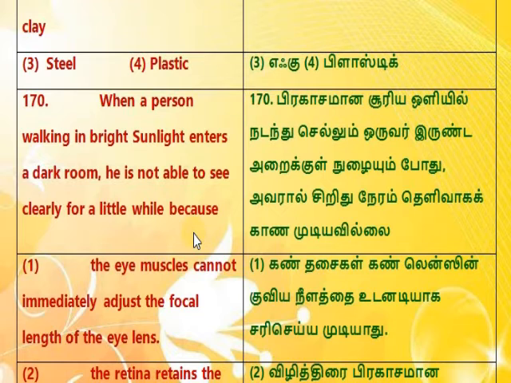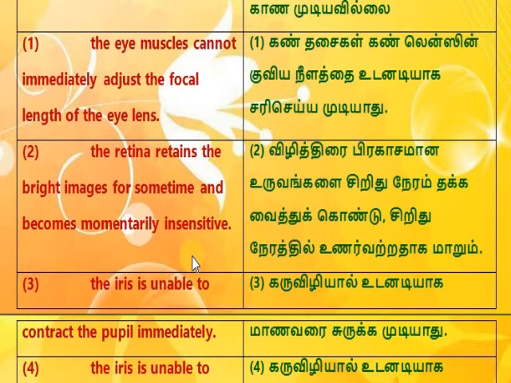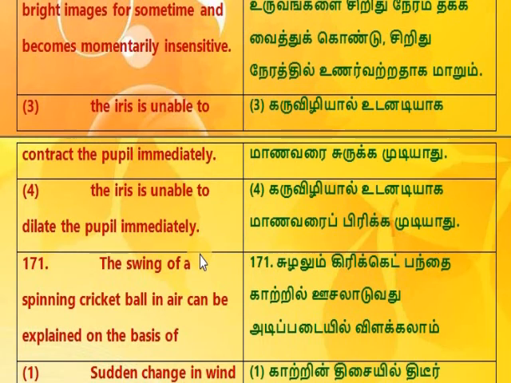170. When a person walking in bright sunlight enters a dark room, he is not able to see clearly for a little while because 1. The eye muscles cannot immediately adjust the focal length of the eye lens. 2. The retina retains the bright images for some time and becomes momentarily insensitive. 3. The iris is unable to contract the pupil immediately. 4. The iris is unable to dilate the pupil immediately.